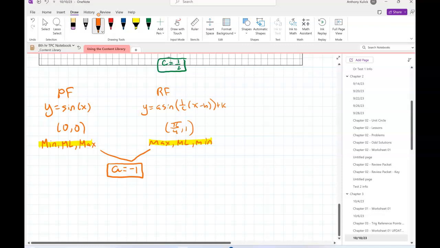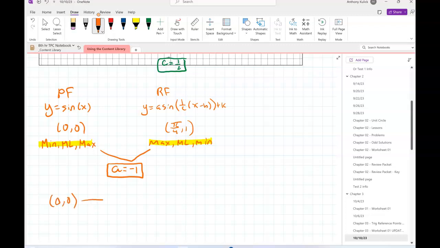Okay. So now let's figure out the h. That's the last step before writing the thing out. So we're going to take our parent function point 0, 0. We're going to apply the transformation c times x plus h, which we don't know, comma a times y, which is 0, plus k, should give me the point pi over 4, comma 1. Again, that's my parent function point. That's my resultant function point. Everybody's good so far?